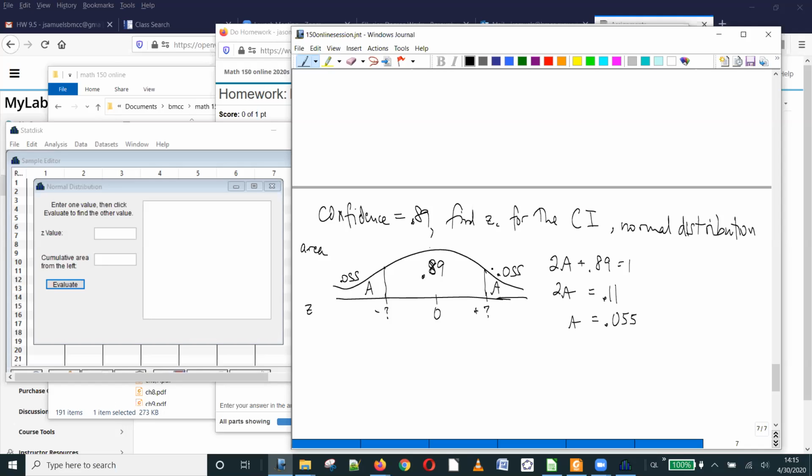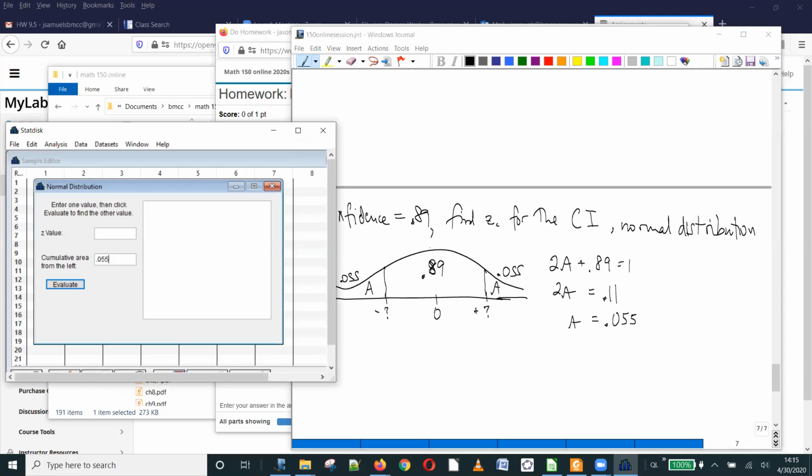And now we can punch in the cumulative area from the left. So if you pick a z value, what is the area to the left? 0.055. Yeah, 0.055. Exactly. Click evaluate, and there's your z-score.